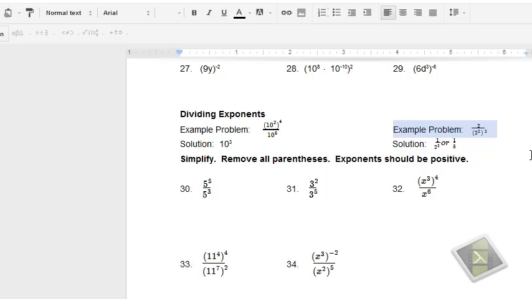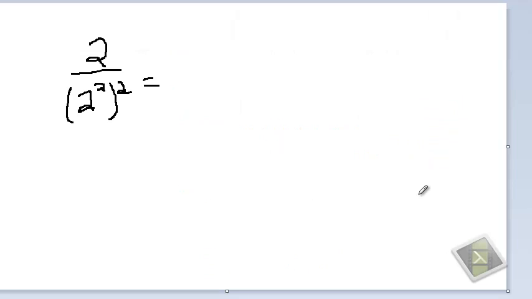Last problem here, we have 2 over 2 squared raised to the second power. Just like we had on the previous problem, now we're going to clean things up on the bottom first. Power to a power again, 2 times 2 here. So on the bottom, we now have 2 to the 4th. On top, we still have 2. If it helps to put an exponent here, go for it. That is really a 1.